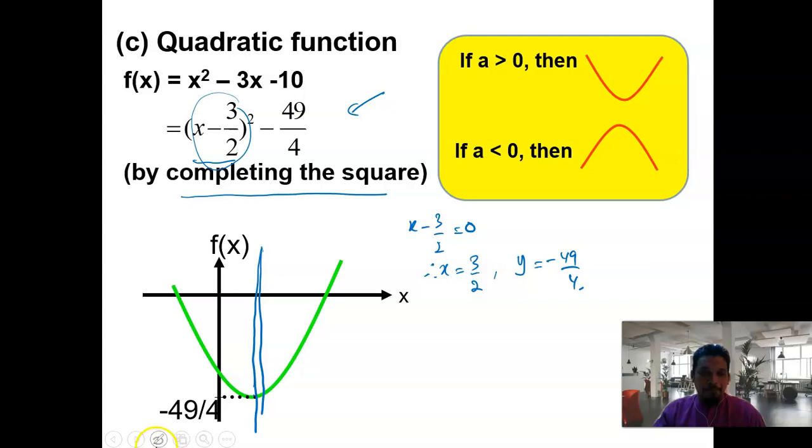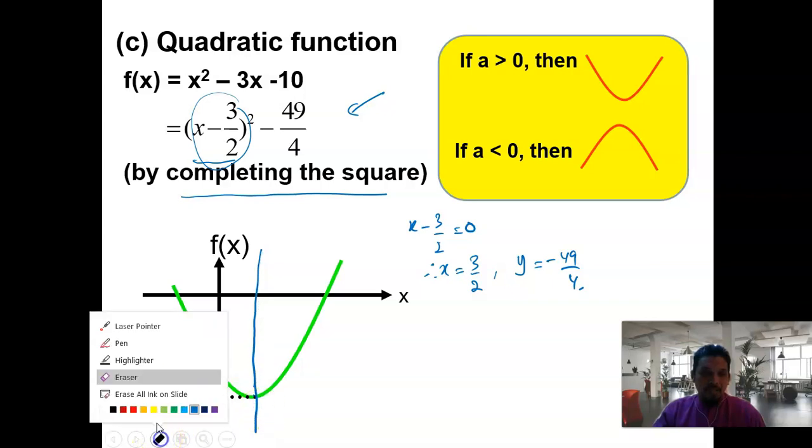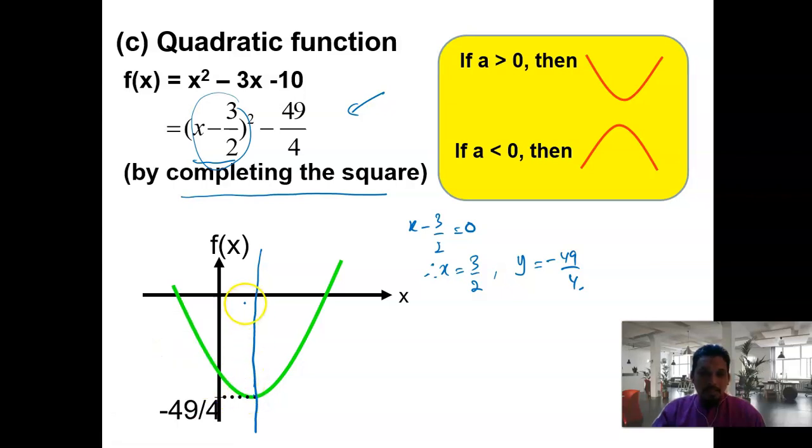So class, the middle line here is where x equal to 3 over 2, which is 1.5. And then the lowest point of y is negative 49 over 4. So this is the lowest value of y, so it is the minimum of the graph.